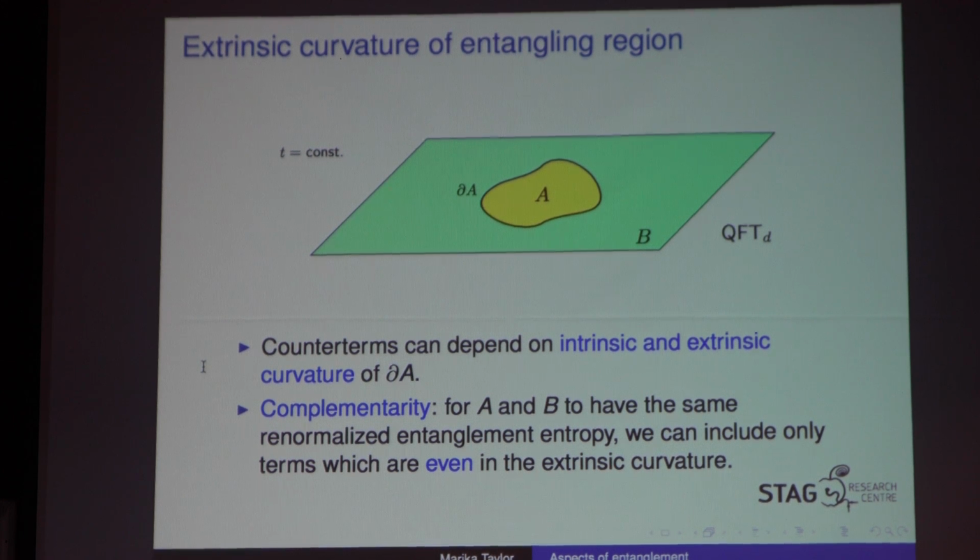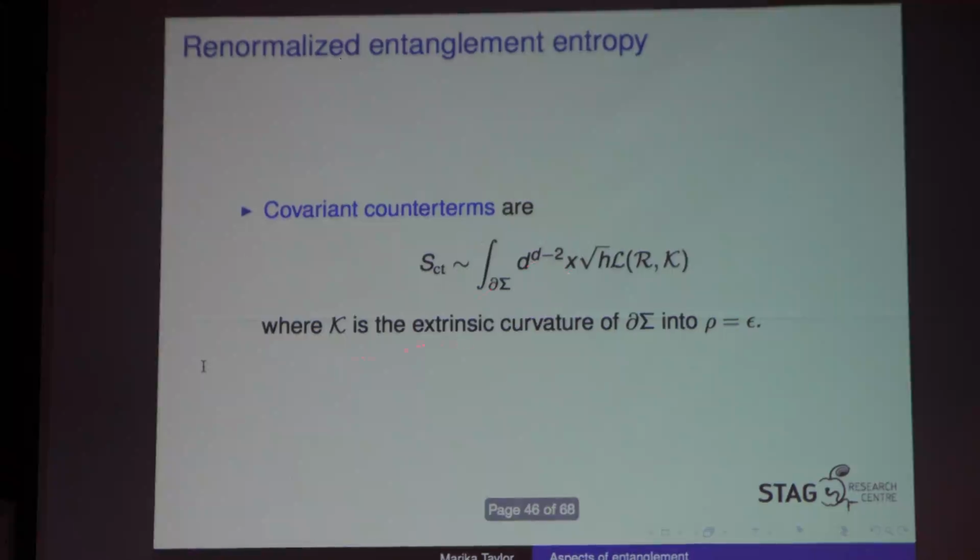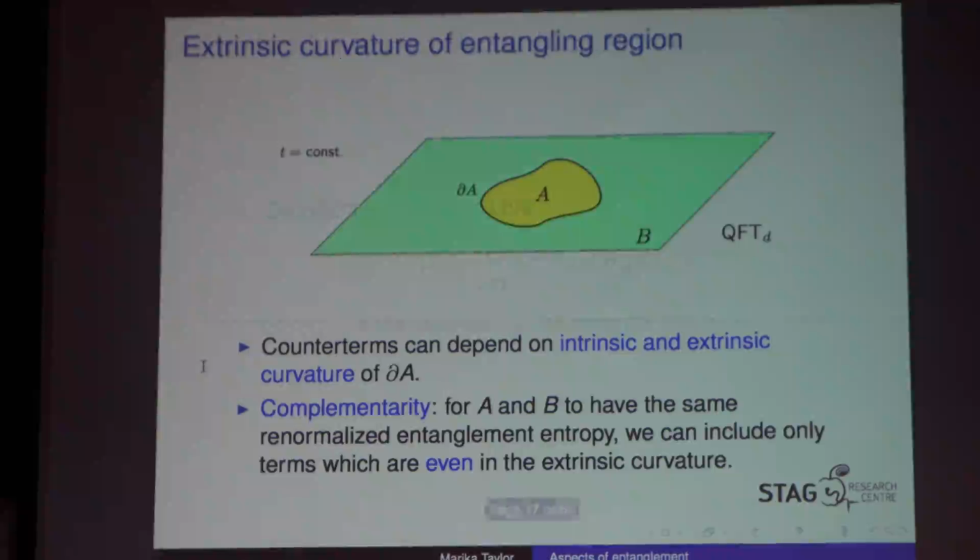Now, our counterterms should be intrinsic to this green surface. That means that they can depend on the intrinsic curvature of our boundary dA. So in the case I've shown, it's one-dimensional, so the intrinsic curvature is trivial here. There's no intrinsic curvature. If it was higher dimension, of course, there'd be intrinsic curvature too. But there is extrinsic curvature, or second fundamental form. Extrinsic curvature is about how this line is embedded into this surface. Okay, so the extrinsic curvature is what I call kappa here, the second fundamental form.